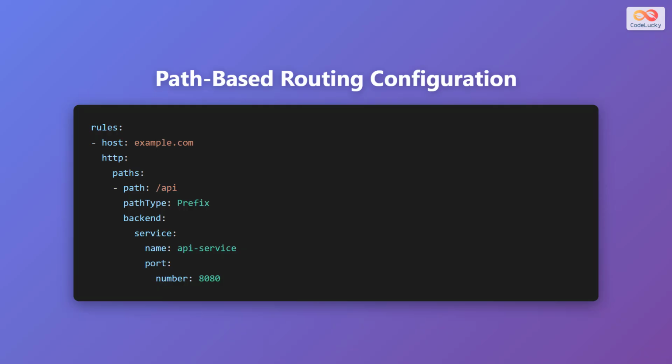Configuring path-based routing is similar to host-based routing, but focuses on the path field. In this example, the host is set to example.com, and under the HTTP paths section, the path is defined as /API. The path type is set to Prefix, which means any request starting with /API will be matched, including subpaths like /API/v1. The backend section specifies that traffic matching this path should be routed to API-service on port 8080. You can add multiple path rules under the same host to route different paths to different services.